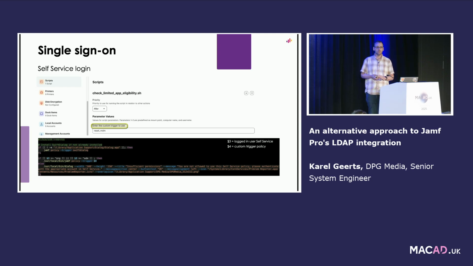If you are not logged in, or logged in with another user, you will get a message that you do not have the appropriate permissions. So basically, what this does is do a check of your login and execute another policy via a custom trigger.